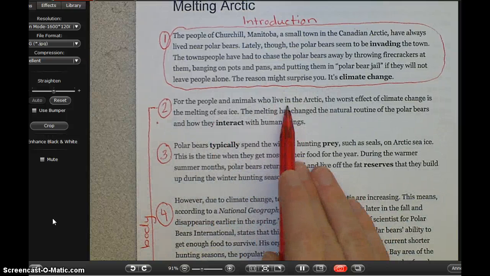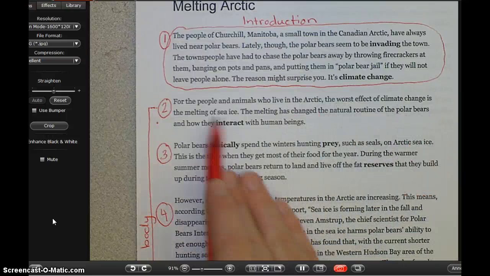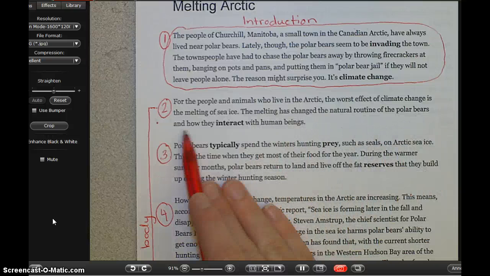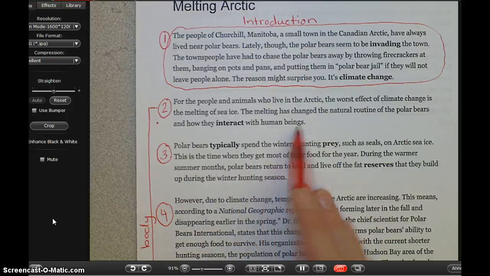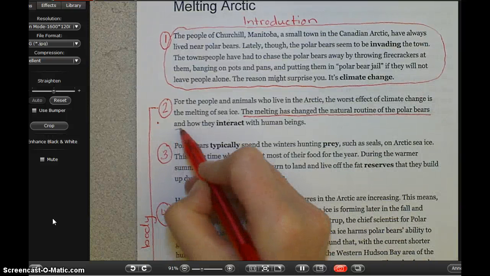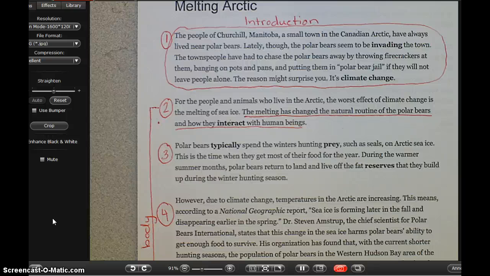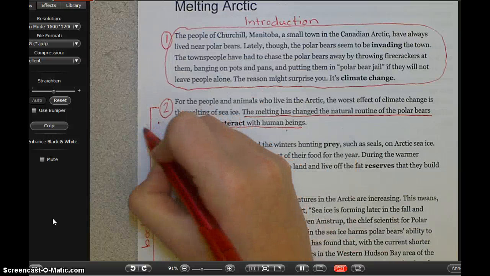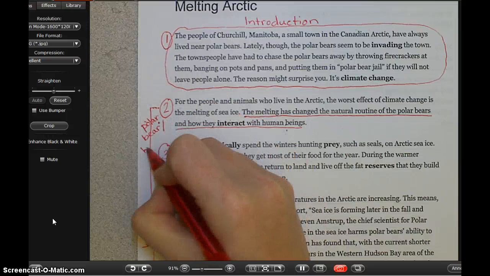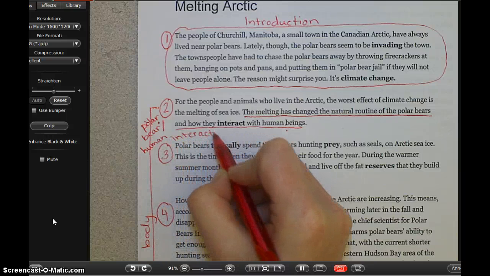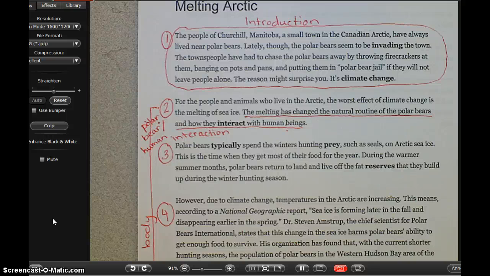For the people and animals who live in the Arctic, the worst effect of climate change is the melting of sea ice. The melting has changed the natural routine of the polar bears and how they interact with human beings. This paragraph is a little different because a lot of times we see the topic sentence as the first sentence, but in this paragraph the topic sentence is the second sentence. And I believe that the blurb that I should put on the side is polar bear/human interaction. So go ahead and write polar bear/human interaction.